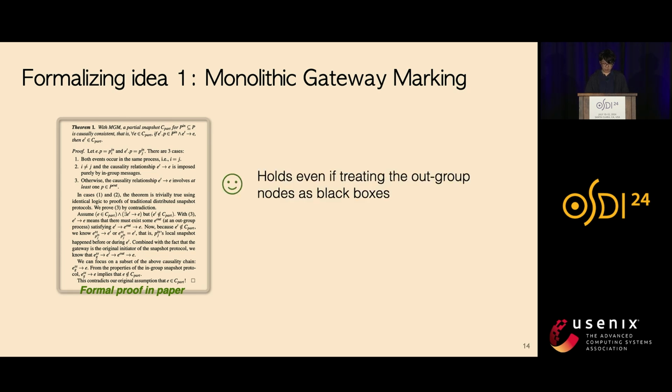First, the correctness holds even if the causal dependency is formed by multiple external hops, or even if an element of the chain is a human. Moreover, the gateway only needs to observe packets entering the in-group, and it doesn't require any tracking of the dependencies carrying to the out-group.